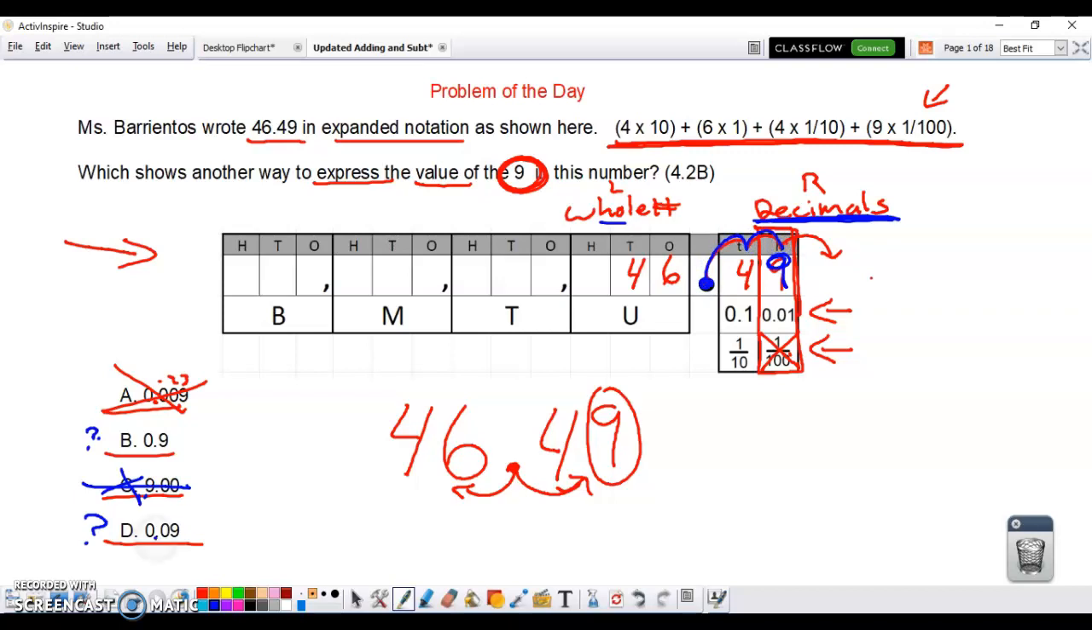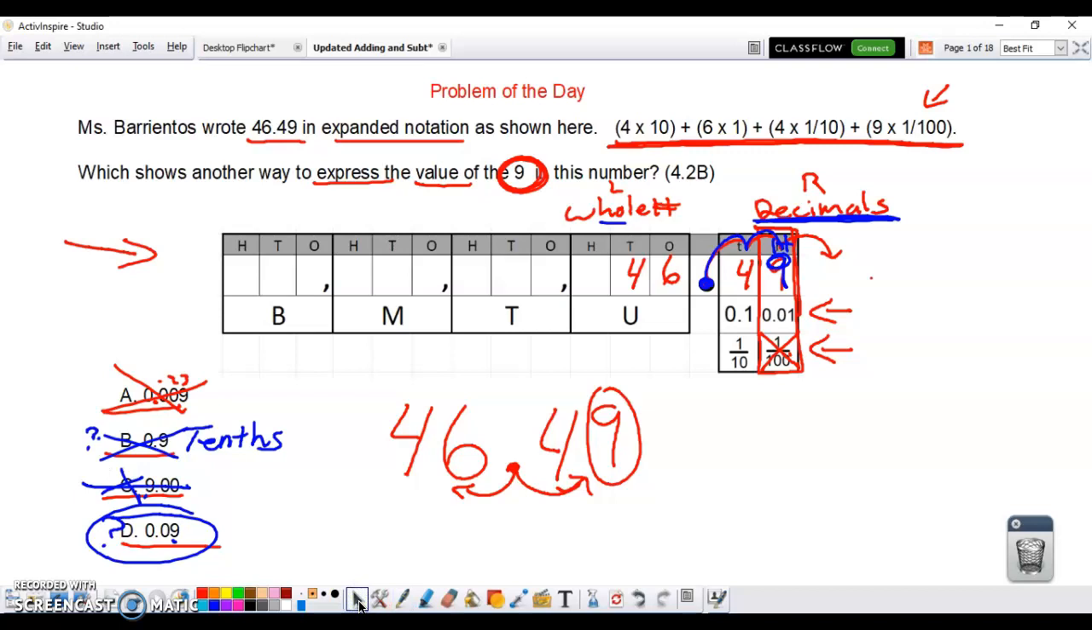Looking at D, here's your decimal, 1, 2 spots to the right. So the correct answer for this problem is D. The 9 is in the hundreds place. B is actually in the tens, which is not what I'm looking for. I'm looking for the hundreds up here. So I can justify my answer and say that B is also incorrect.